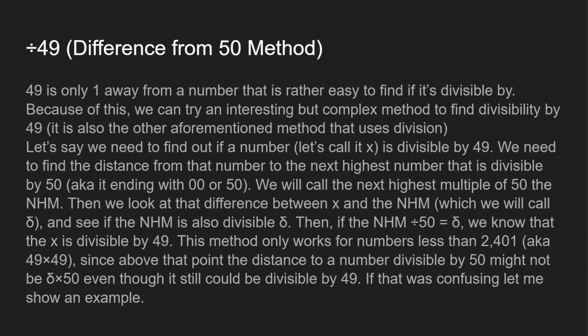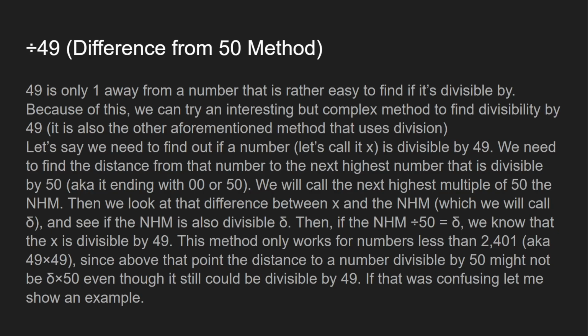Okay? So this is important, right? If our next highest multiple is divisible by 50, which by definition it has to be, and it is divisible by delta, then we know that x is divisible by 49. This is, of course, only a one-way thing.